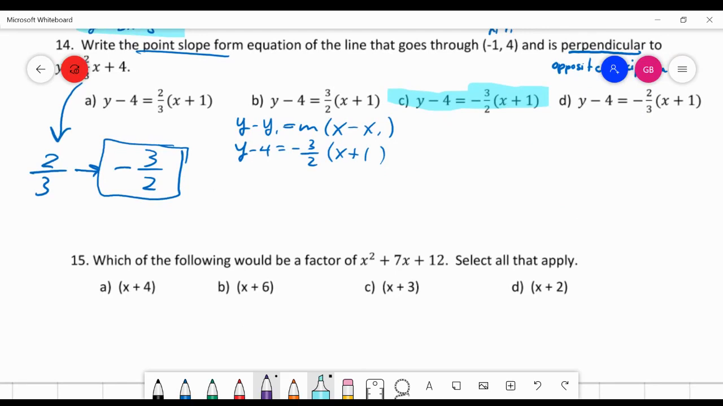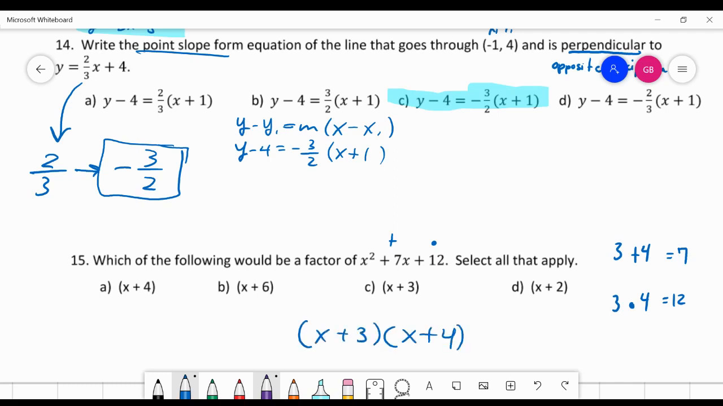Okay, and then which of the following would be a factor of x squared plus 7x plus 12? So remember, we're looking for numbers that add up to 7 and multiply to 12. So which numbers add up to 7 and multiply to 12? And those numbers are 3 and 4. 3 plus 4 is 7. 3 times 4 is 12. So that means that your factors are x plus 3, x plus 4. So here's one, and here's the other.